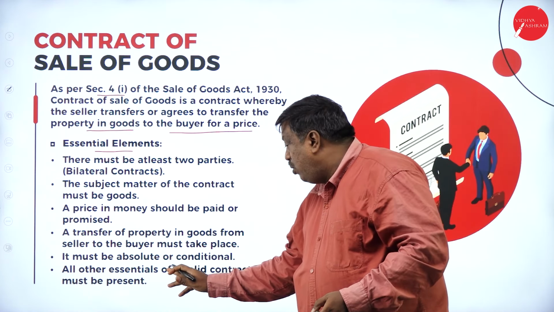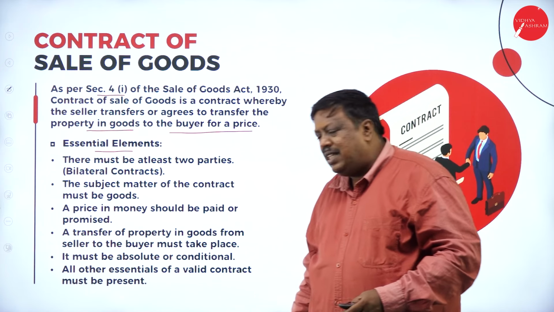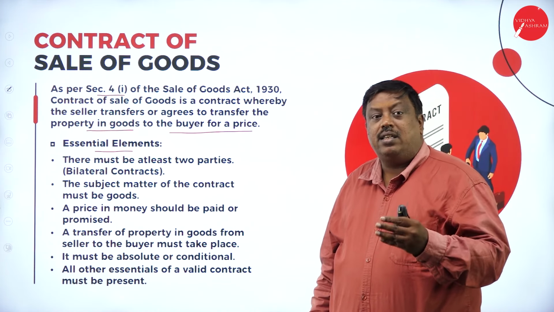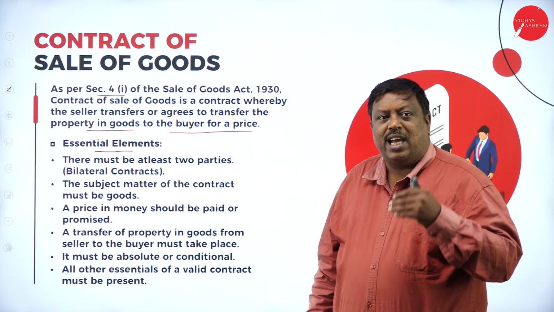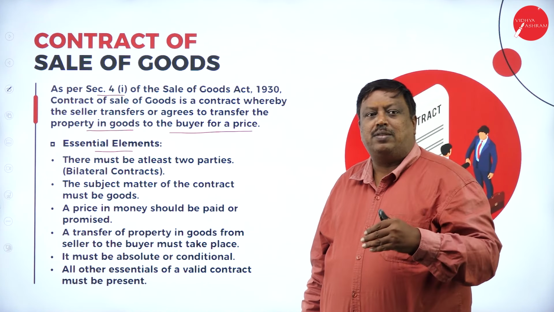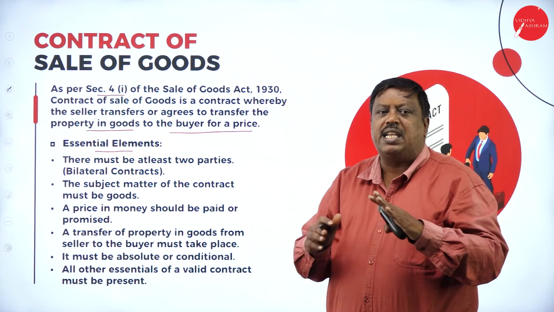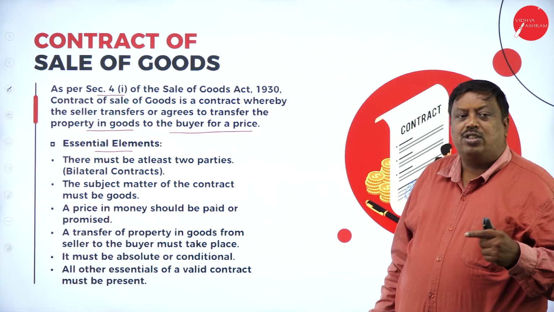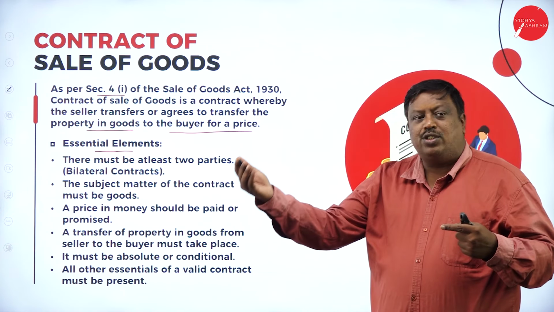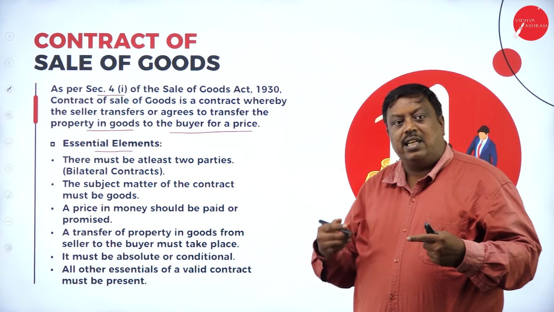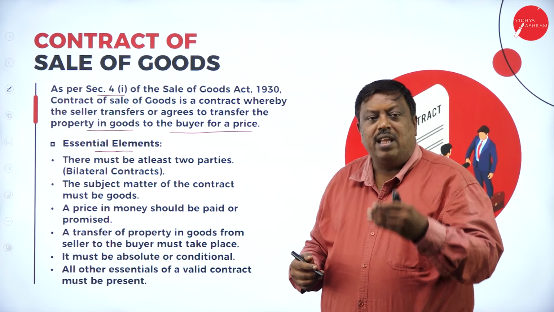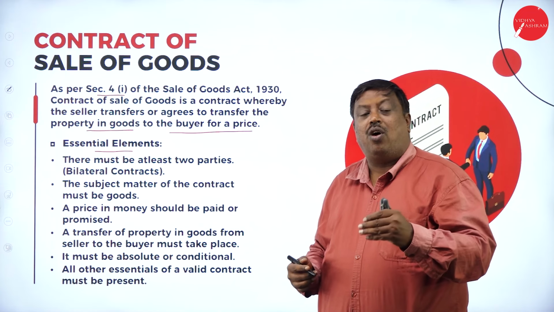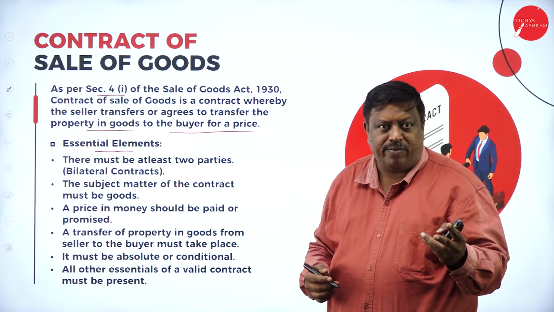It must be absolute or conditional. The sale of goods we are making to the buyer should be either absolute, where the goods are sold and the amount is immediately received without any conditions, or conditional. The seller wants to sell the goods and the buyer wants to buy the goods, but the seller puts certain conditions: that the goods will be sold only for cash, or that the goods will be sold on credit terms only for 2 days.